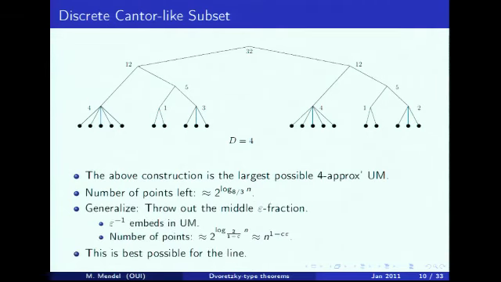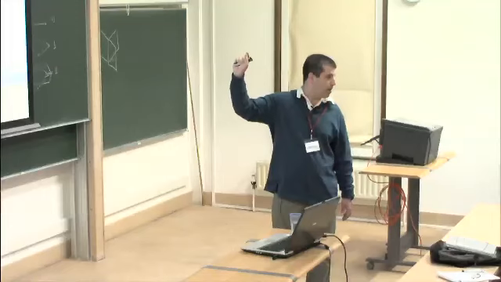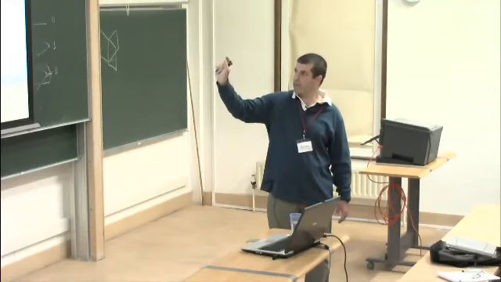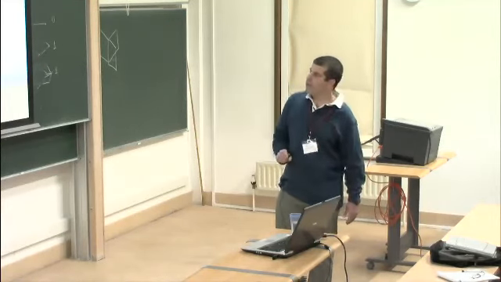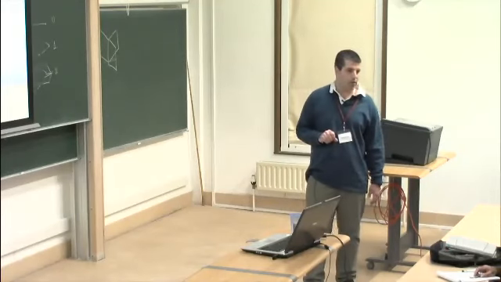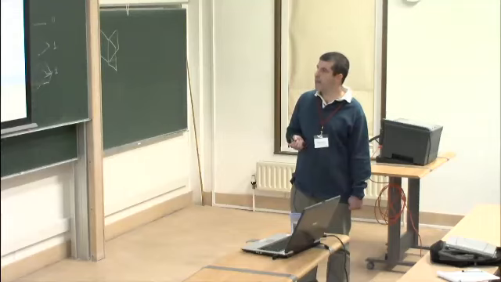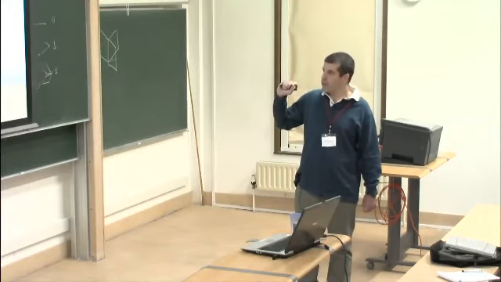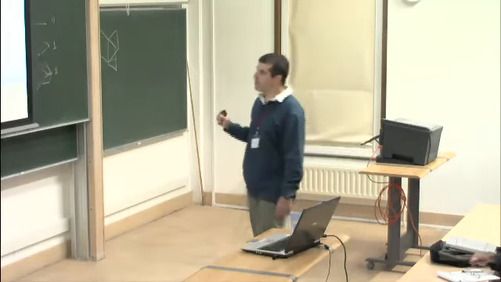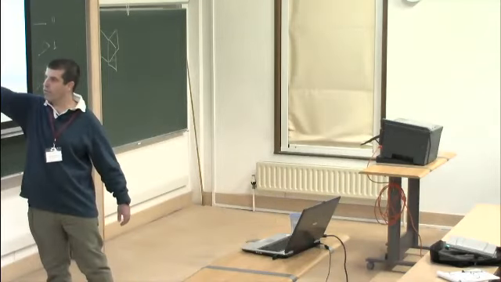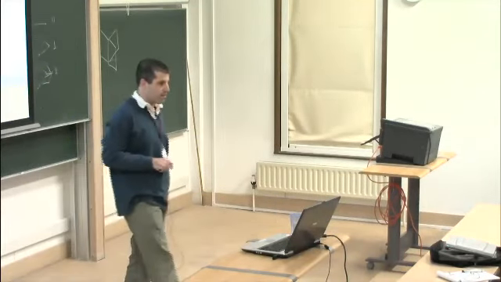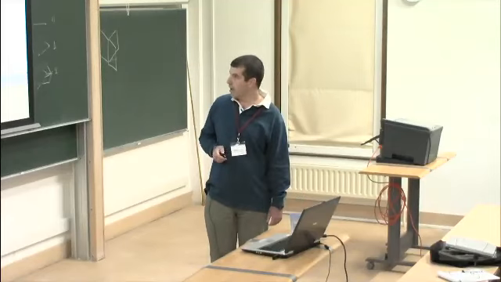And if you generalize it by throwing, instead of 1/4 of a fraction of the interval, the middle epsilon fraction, what you get is a set that's embedded with distortion 1 over epsilon in an ultrametric, and the number of points left is roughly n to the power of 1 minus a constant times epsilon. And this is basically the best possible for the line. And the reason I'm showing this example is that we'll be able to have this trade-off, 1 over epsilon and n to the power of 1 minus epsilon, in general metric spaces.